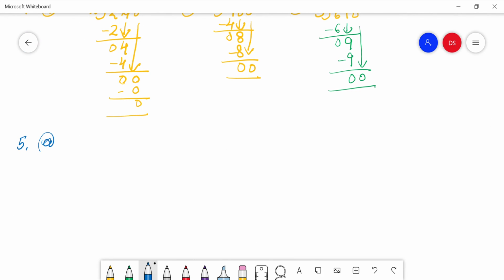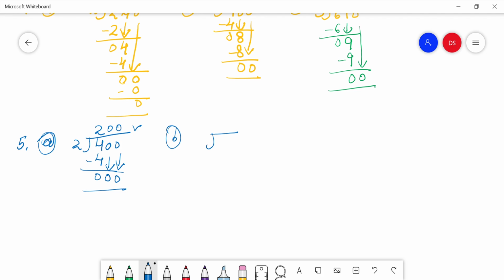A part. This is 400 divided by 2. 2 2s are 4. 0. Next digit is 0. We will take directly to the quotient place. Next last digit is also 0. Take directly to the quotient place. The answer is 200. Now B part of question number 5 is 600 divided by 2.